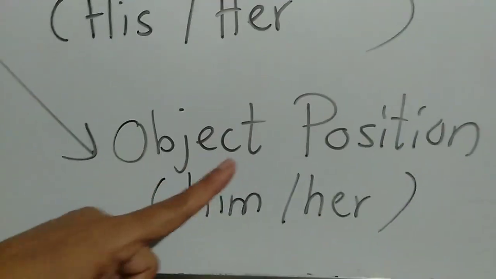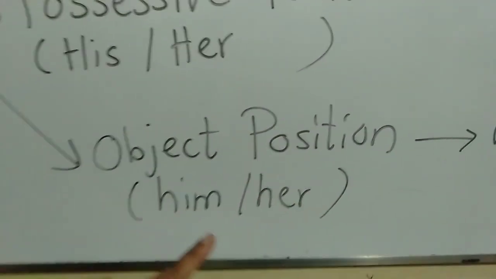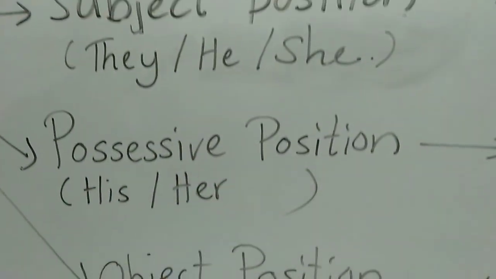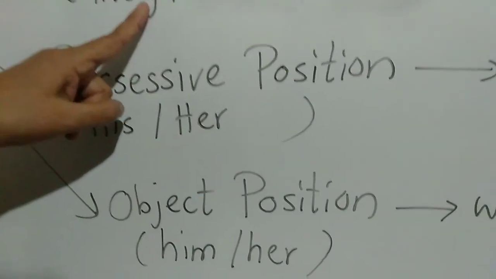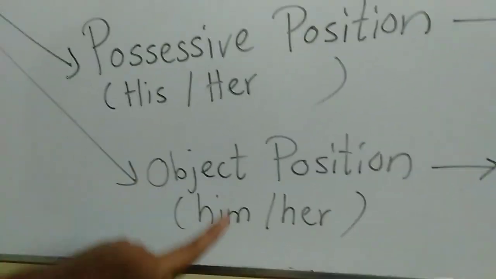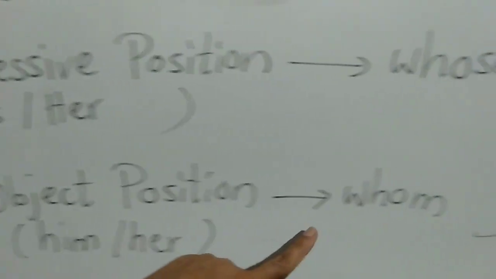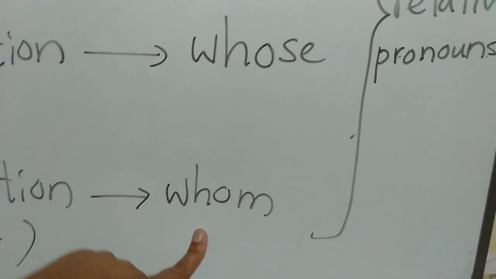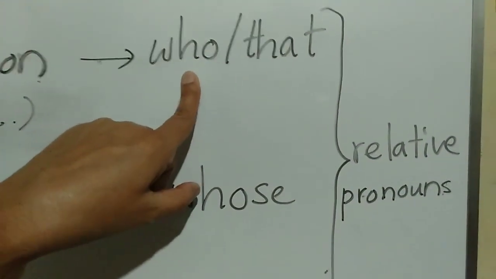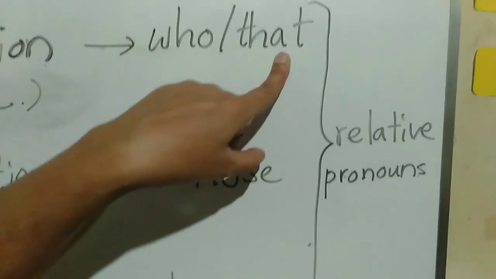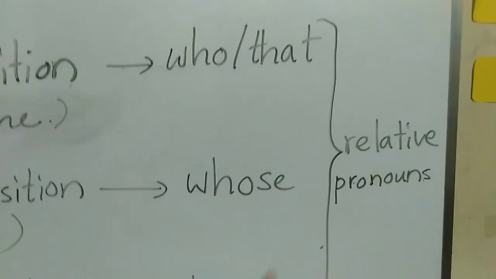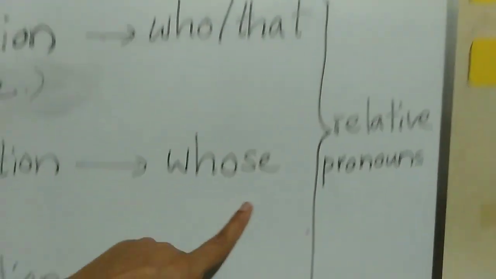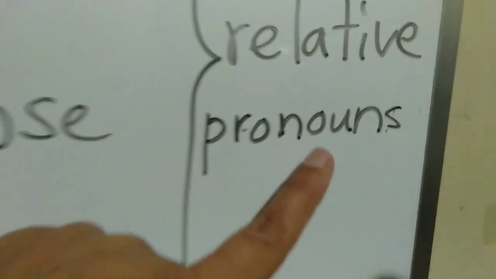Next we come to the object position. Him, her. See how the pronouns are changed. Subject, possessive, object position. With this, whom. Here I want to remind you: who, that, whose, whom. All these words are called relative pronouns.